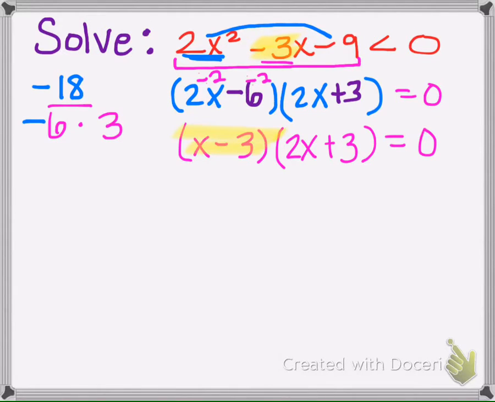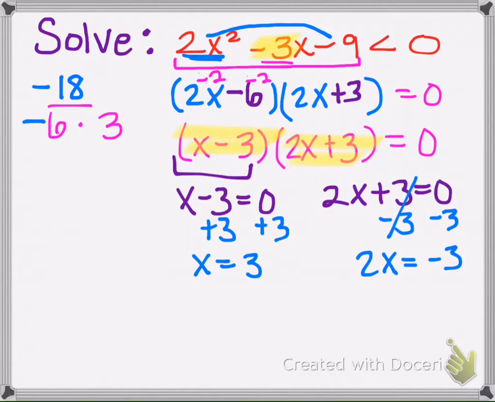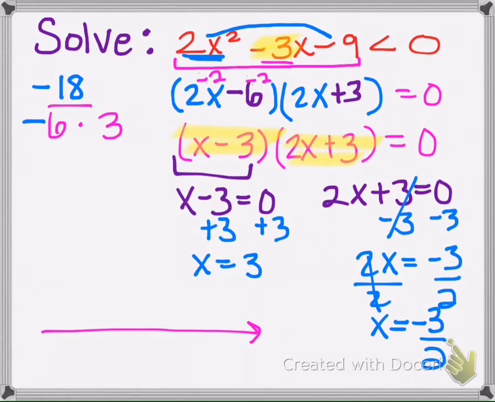Now I'm going to set each factor equal to 0 and solve. So we would get 3 and negative 3/2. We call these boundary numbers. The next step is we make our number line: negative 3/2, which is the same thing as negative 1.5, and then we have 3.